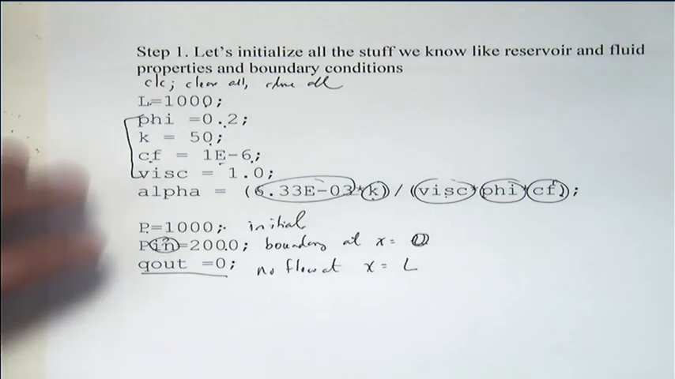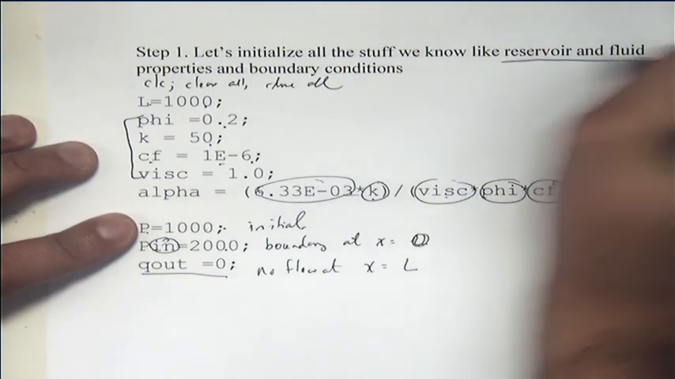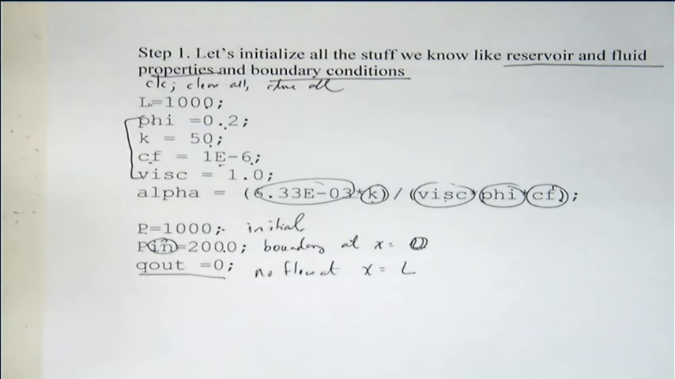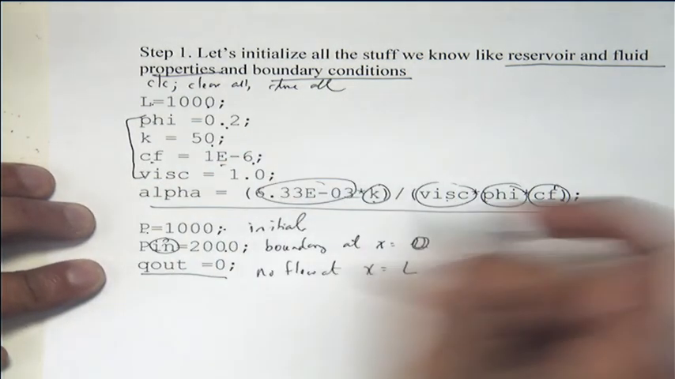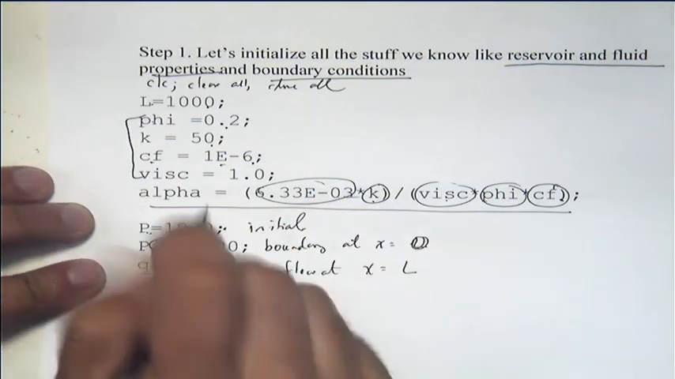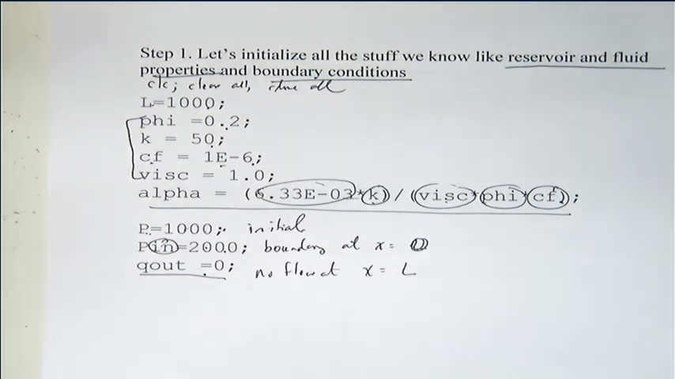So we defined our reservoir and fluid properties and our boundary conditions. We defined the length of the reservoir, the porosity, the permeability, the compressibility, and the viscosity. From those things, we could calculate alpha, so I put an equation for alpha, and then I defined my initial condition and my two boundary conditions. That's the first step, okay? We haven't really done much, but that's a program. We could stop it right there and run Matlab, and by running Matlab, it would tell us what L is.